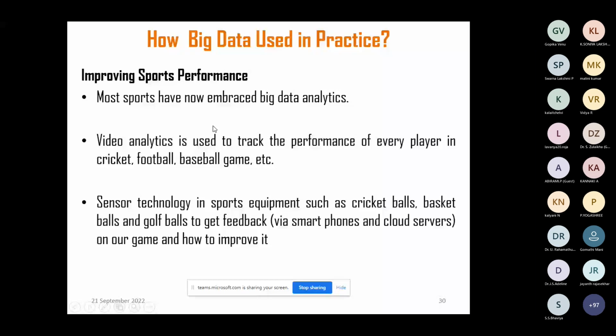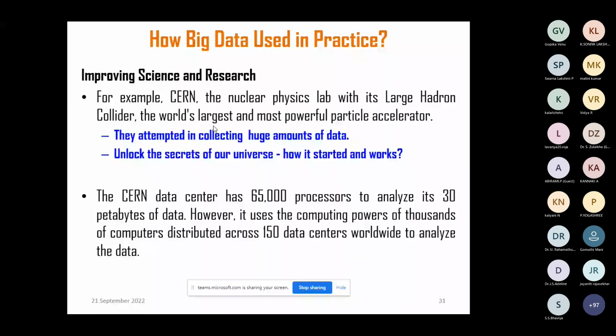Another interesting area is CERN, a very popular research laboratory, where they have incorporated this technology in a physics lab. A popular project, which most of you might be aware of, is the Large Hadron Collider, the world's largest and most powerful particle accelerator project, where they attempted to use a huge amount of data in order to unlock the hidden secrets of our universe.